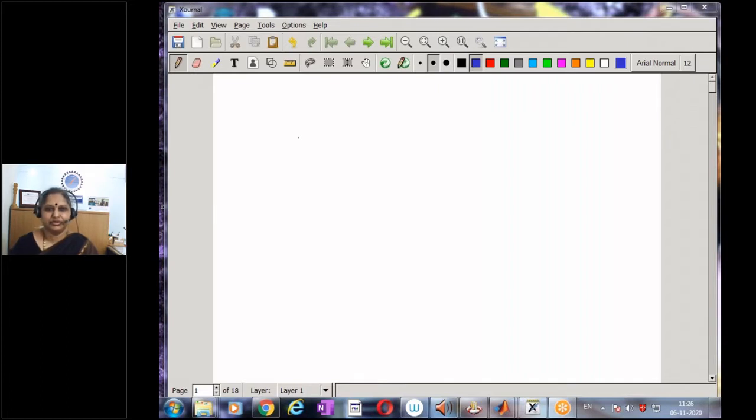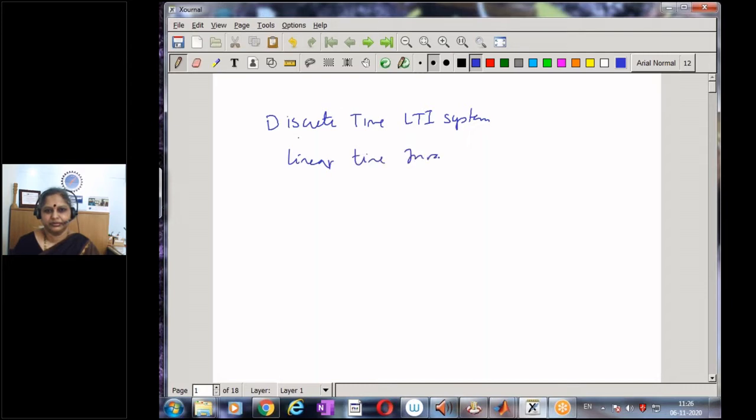This is the second module on discrete time signal system representation. So we are going to see the discrete time, linear time invariant system. In the previous module, we had seen different methods of representing the discrete time linear time invariant systems. A quick recall of the various methods.